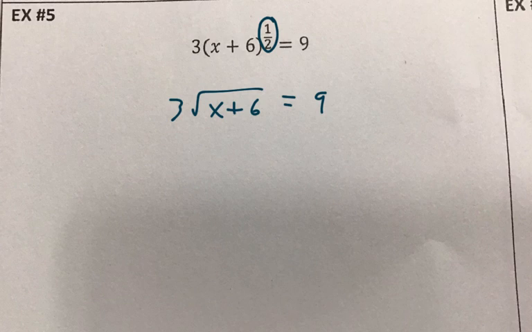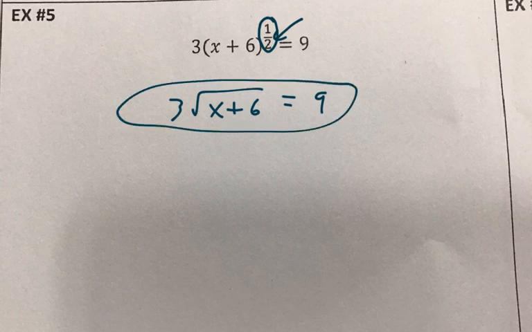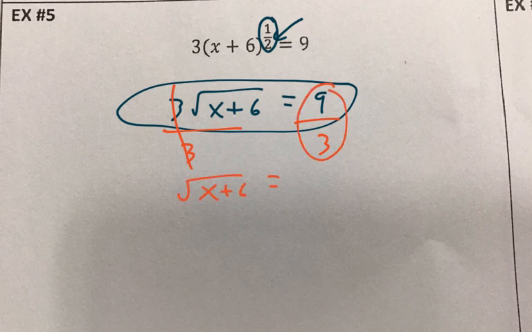But anyways, you should know a half a power. In other words, if the denominator is 2, that means my radical is 2, i.e. a square root. So this is what we really have. We have 3 square root x plus 6 equal to 9. I'm going to divide by 3 both sides, because 3 divided by 3 is 1. And now I have my square root by itself. 9 divided by 3, of course, is 3.